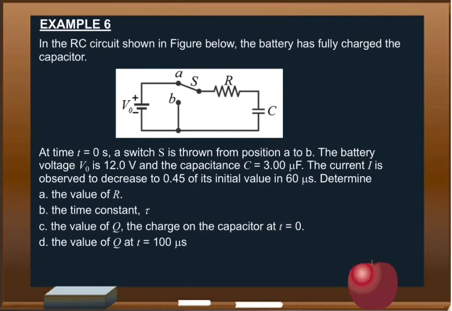So we can start out by finding Q naught using the formula Q naught is equal to C V naught, in which C is the capacitance, which is given in the question, 3 microfarad. So 3 times 10 to the power of negative 6 times the battery voltage V naught, which is 12 volt. And then we will get the maximum charge, 36 times 10 to the power of negative 6 coulomb. And now we can proceed with the first question, which is asking us to find R.